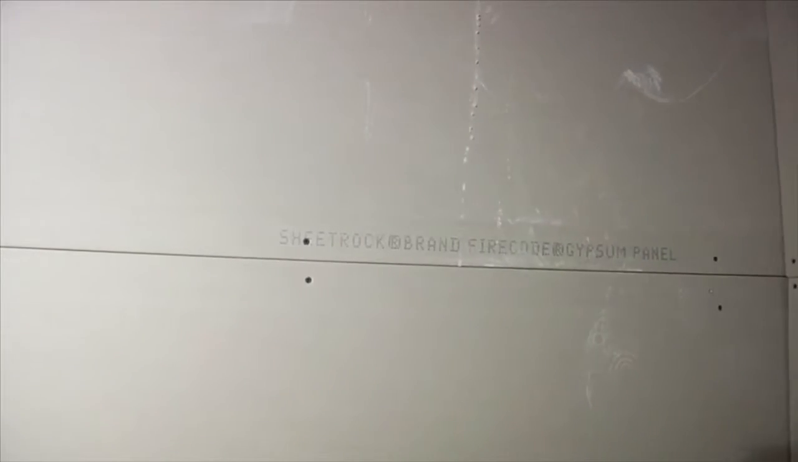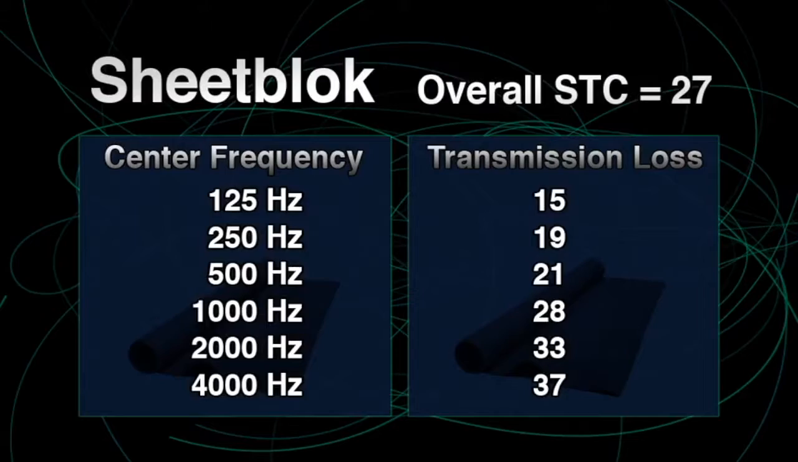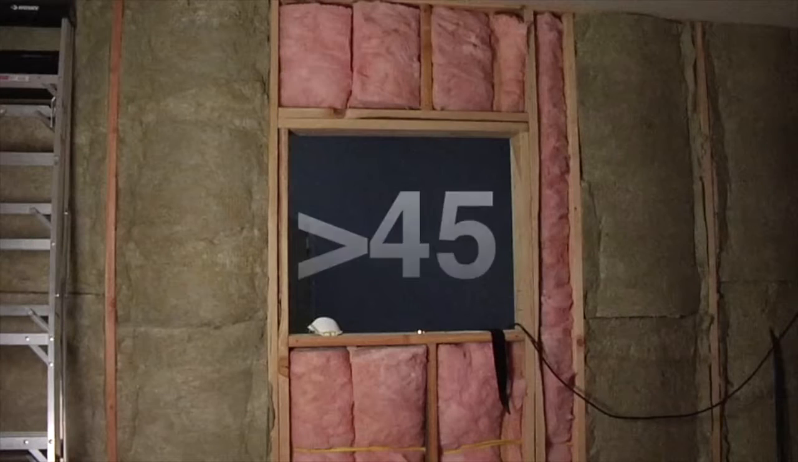Different materials like drywall, or plasterboard for you Europeans, or this special rubbery compound that you can sandwich in between layers of drywall called sheet block, come with different STC numbers. The higher the number, the greater the soundproofing. In total, you should aim for an STC rating of more than 45.